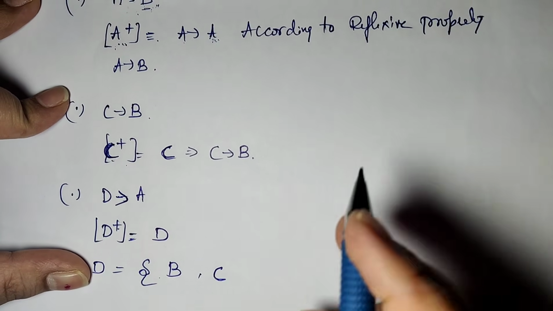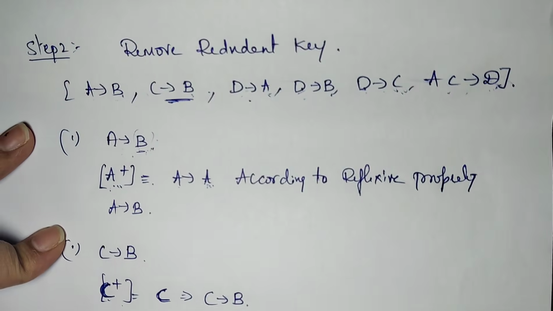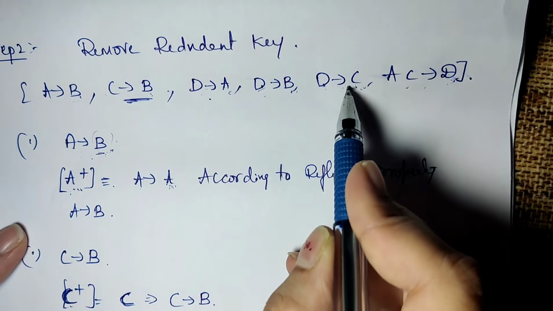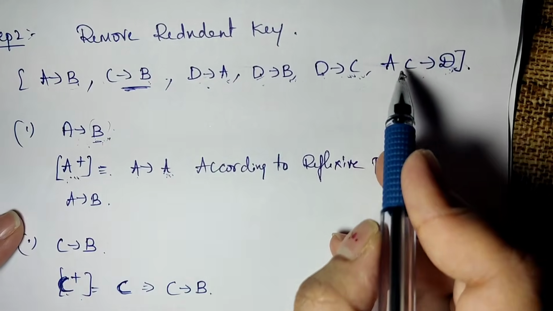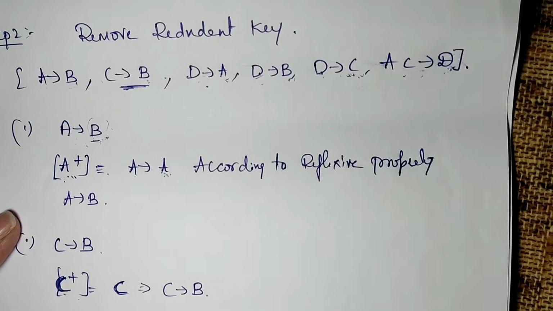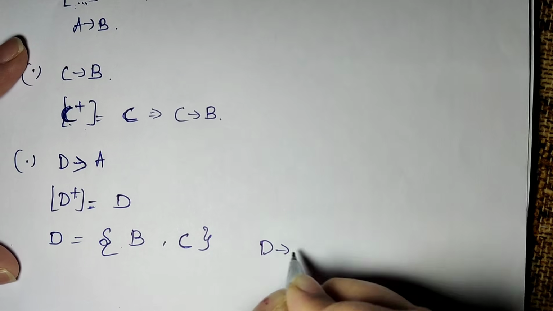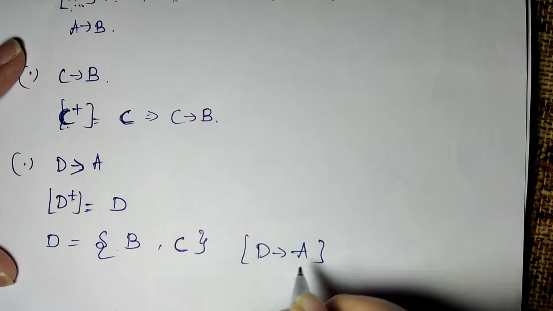Fine. Next, from D we are getting B as well as C, but we are not getting A. So that's why place it as it is. Okay, D tends to A, we have to use as it is.